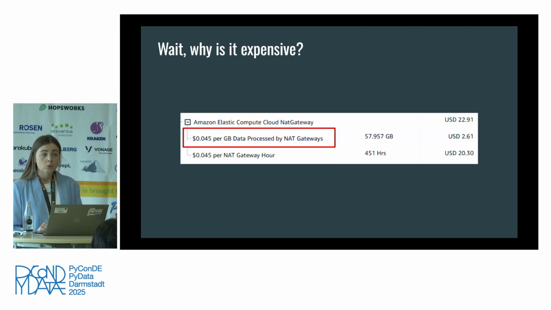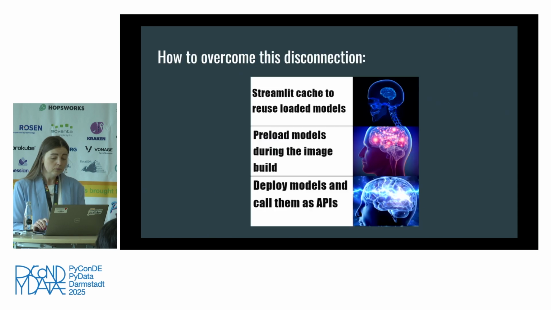And here is where costs come in, because you need to set up a NAT gateway, you pay per hour, but you also pay per gigabyte of data processed by your NAT gateways. Here you can see that it's not a big deal. It's only like $2 versus $20, but that was just for sampling purposes. But if you imagine the scale, if we have several models and they're all more than a gigabyte of weight, and we have multiple users, this number can grow and grow, and we can avoid it.